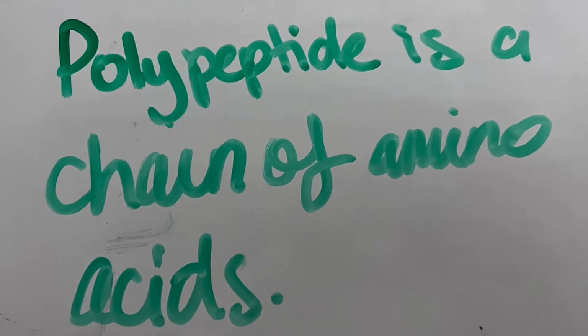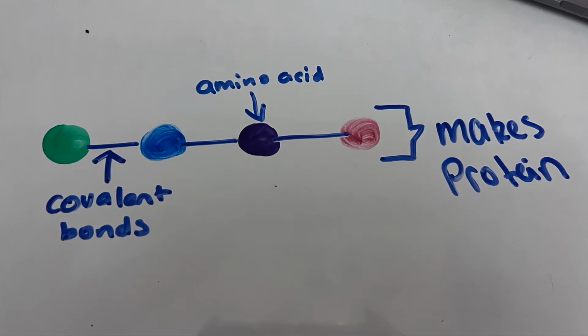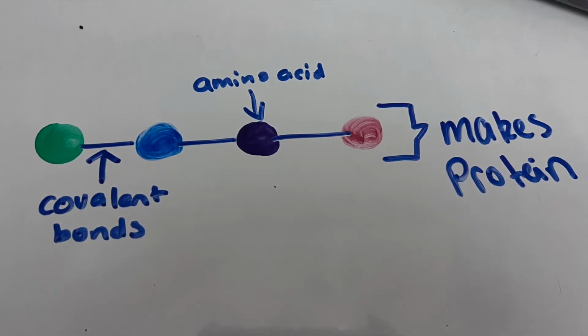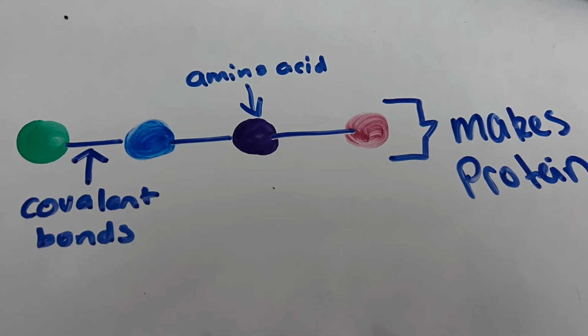A polypeptide is a chain of amino acids. These amino acids are linked through a covalent bond. These chains of amino acids go into proteins. Proteins are required for the structure, function, and regulation of the body's organs and tissues.